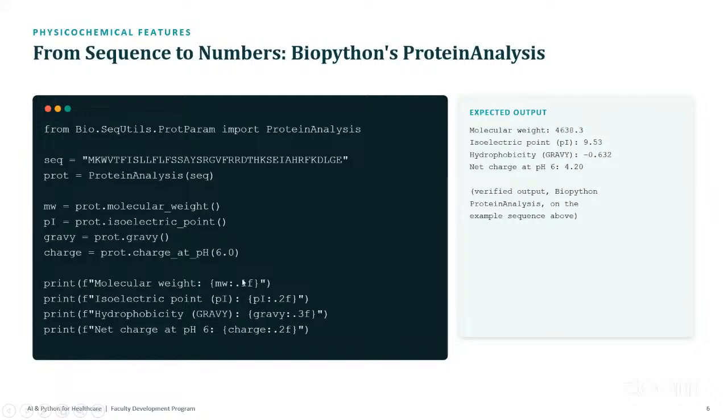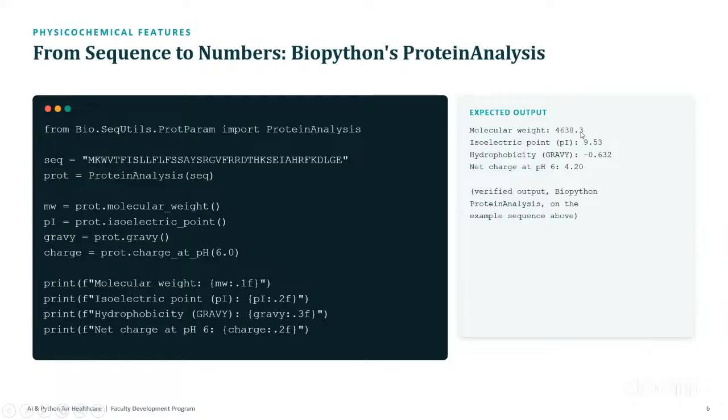So we can write print MW colon .1f. That is used to define the float value. The result will be given in terms of decimal values, and this is defined again as .2f, .3f, and .2f. So we will have this type of information: one number after the decimal, two numbers after the decimal, three numbers after the decimal, and two numbers after the decimal. So you can see the result also.